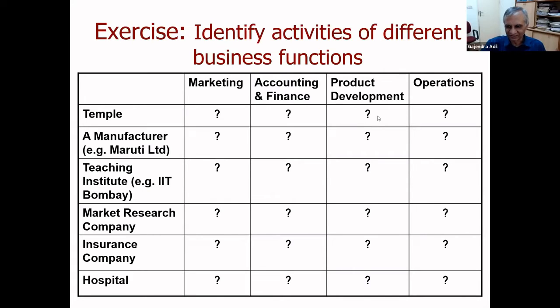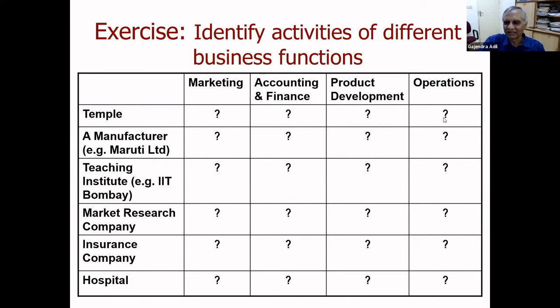Okay, let's understand that. So what is the product of a temple? Kind of residential area, like for the priests who are staying, or a parking area for the temple. Is it product development or is it operations? No. It might come under operations. Like there are many activities, starting from distribution of prasad and all these things. They are processing, manufacturing, production. Everything comes under operations.